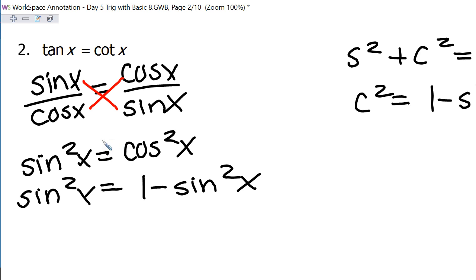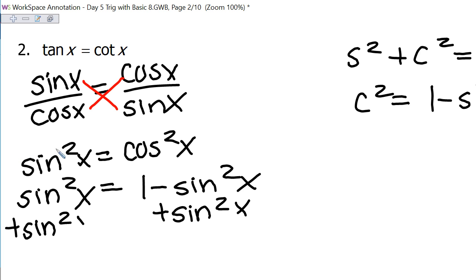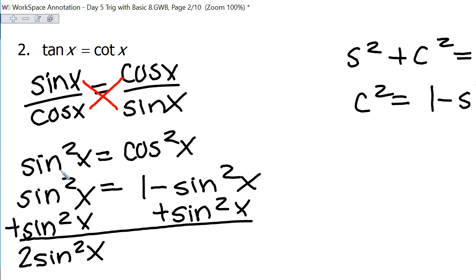So we need to add sine squared to both sides. So sine squared of x plus sine squared of x gives us 2 sine squared of x. That equals 1. Divide both sides by 2. So sine squared of x equals 1/2. And the inverse of squaring would be the square root. And when you square root, what do you have to remember?